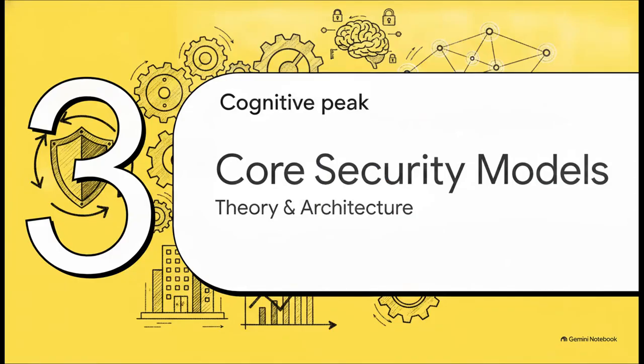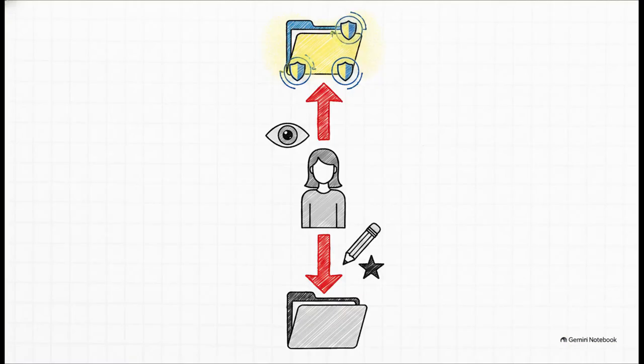Section 3. Core Security Models. Navigating Theoretical Architecture. All right, we're hitting the cognitive peak of this explainer. I really need you to put on your managerial risk lenses right now as we navigate some of these heavily tested theoretical frameworks. First up is the Bell-LaPadula model, originally created by the Department of Defense.